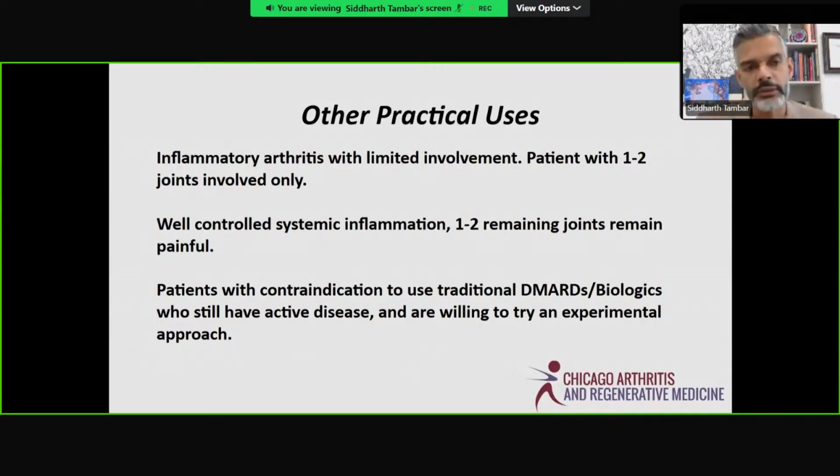Some other practical uses, every once in a while you'll see a patient whose inflammatory arthritis is very limited. Let's say someone who only has 1 or 2 joints that are involved. That's someone you could consider a regenerative medicine treatment. Obviously, each patient's a little bit different. You need to make sure that they're not at high risk for progression, in which case medication should still be considered strongly. Again, on the other hand, let's say the systemic inflammation is controlled, but there's still a couple of joints that are active. Even in patients who've got chronic inflammatory arthritis, they do really well with treatment.